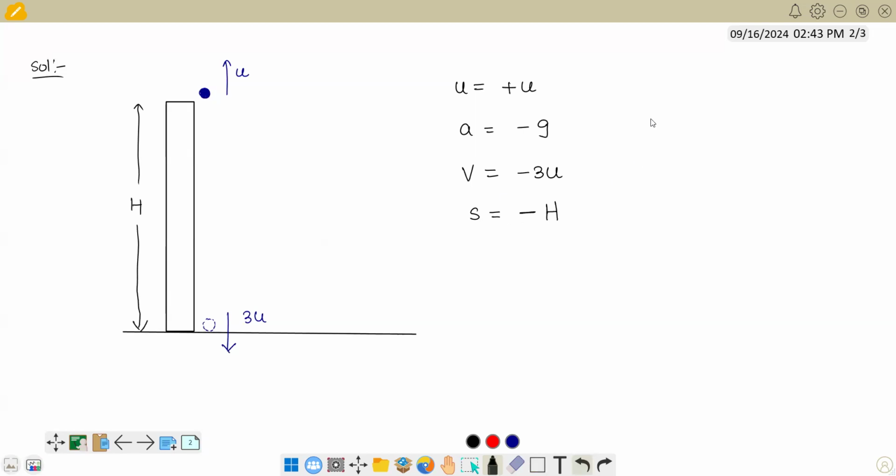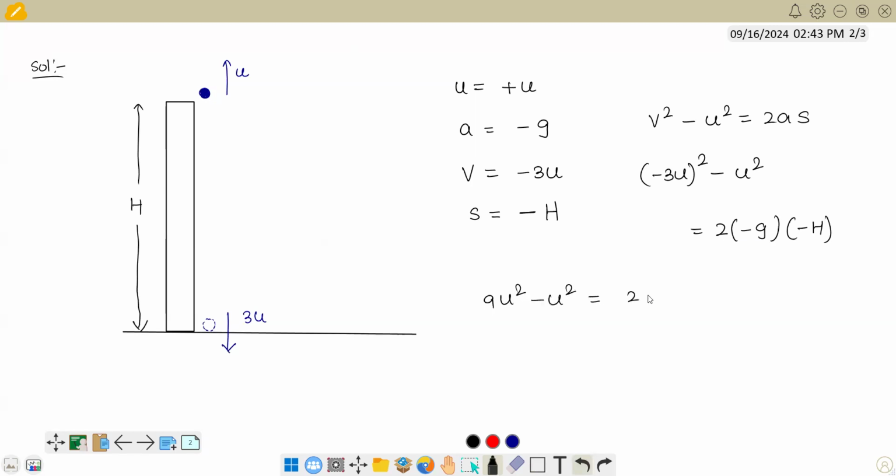Let us identify which formula has all these. V square minus u square equals to 2as. So minus 3u whole square minus u square equals to 2 into minus g into minus h. So if we do it, 9u square minus u square equals to 2g into h. So h would become 8u square by 2g. 8u square by 2g is 4u square by g.